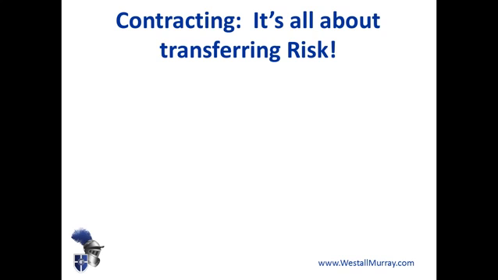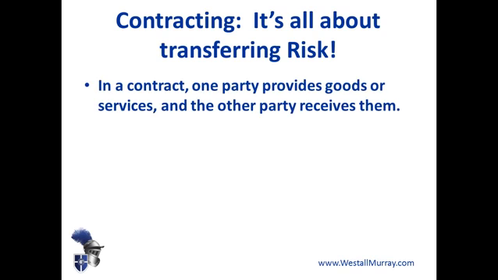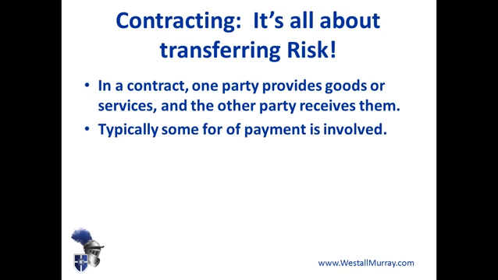Now, the point about contracting, or putting in place contracts, is that you are transferring risk. Risk is being transferred or redistributed between a buyer and a seller. Remember, of course, the contract is a legally binding agreement between two parties. One party is providing goods or services, and the other party is receiving them and typically paying in some way, either monetarily with money or possibly with some other reciprocal services or some other form of payment in kind.